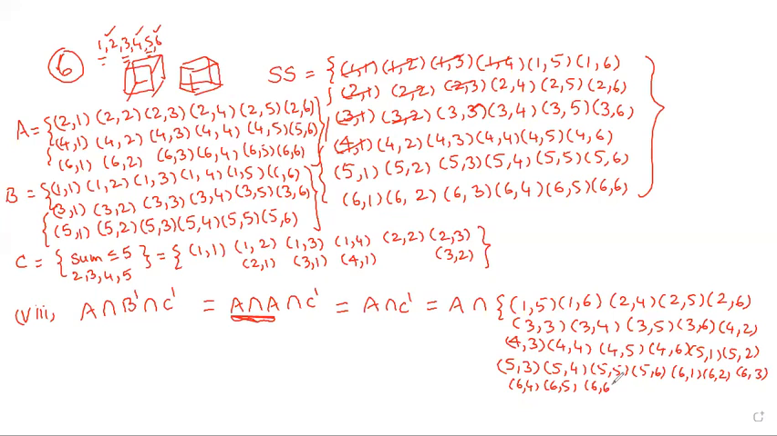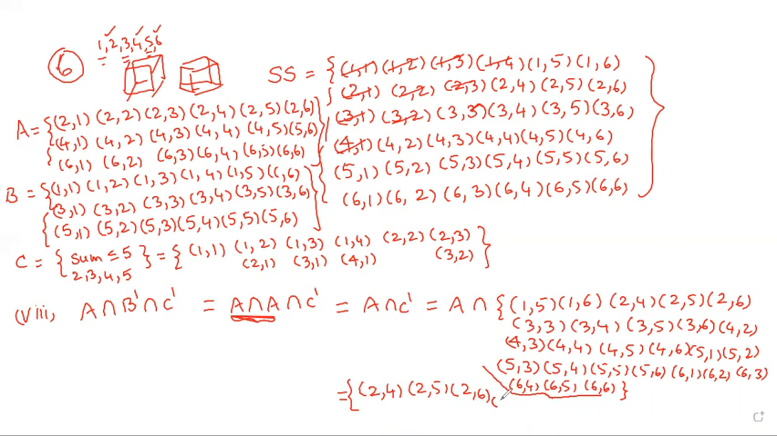Now take common element A; in this one, A already has even numbers as the starting element. Now write down the common elements of A intersection C. What is common? 2 comma 4 is common. Next 2 comma 5 is common. Next 2 comma 6 is common, right?